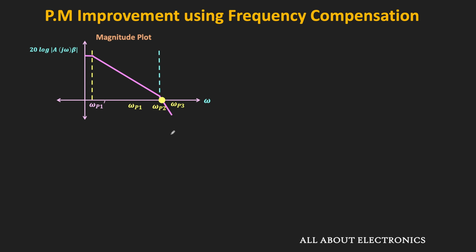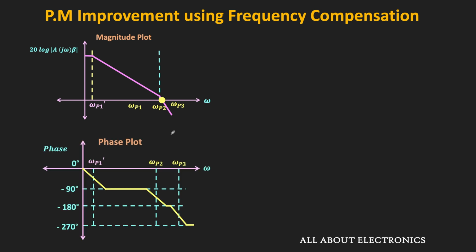Since the first pole is arising very close to the origin, we can approximate that from the starting itself, the phase will start reducing, and it will reach minus 45 degrees at omega p1 dash, and around 10 omega p1 dash, it will be close to minus 90 degrees. Then this plot will remain as it is until 0.1 omega p2, and after that once again it will start reducing, and around 10 omega p2 it will be close to minus 180 degrees. Then from omega p3 onwards once again it will start reducing, and at around 10 omega p3 it will become minus 270 degrees.